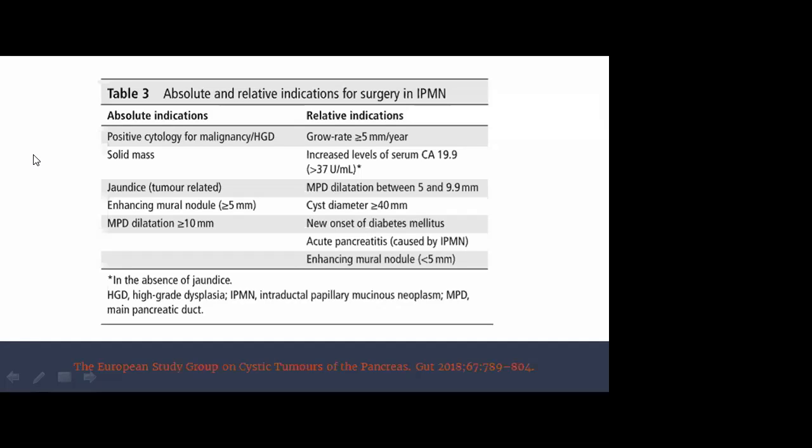And the relative indications, as already mentioned, are growth rate of more than or equal to 5 millimeters per year, increased levels of serum CA99, or a main duct size between 5 to 9.9 mm, or cyst diameter of more than 4 centimeters. This also includes symptoms, that is, new onset of diabetes mellitus or acute pancreatitis caused by IPMN, and also an enhancing mural nodule of less than 5 mm. All these are relative indications for surgery.